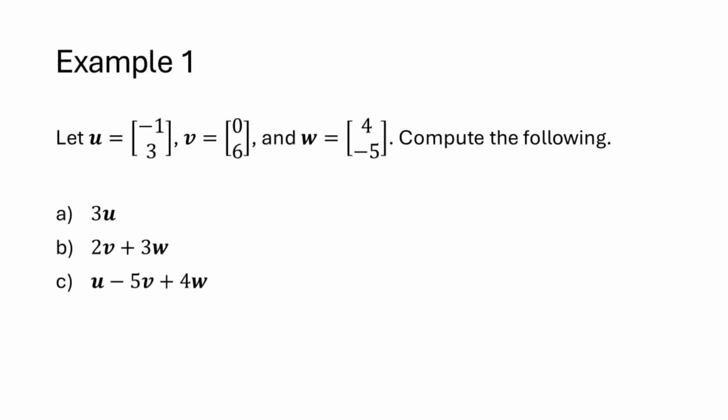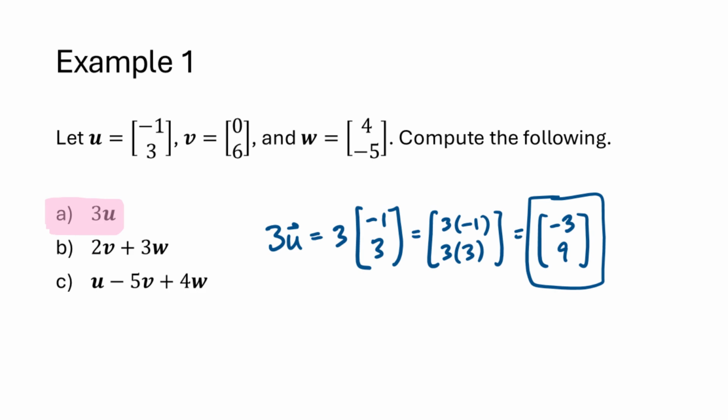Here's some more examples where we work out some results of vector operations. So we're given definitions of vectors u, v, and w, and we're asked to compute various vector quantities. For the first part, we're asked to compute 3u. And again, these operations are performed entry-wise. To multiply 3 times u, we multiply each entry of u by 3, and in this case we get the result (-3, 9).